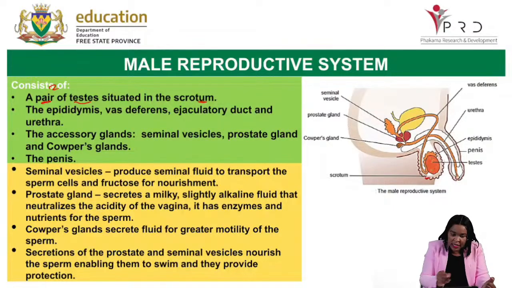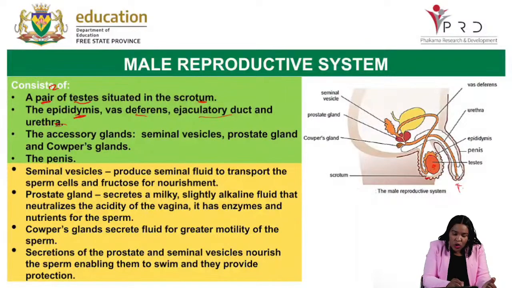And then on top of the testis, you see there is an epididymis, and that epididymis will then lead to the vas deferens, the ejaculatory duct, and the urethra. By doing so, you are following the movement of the sperm. Where is it going to travel? It's going to travel from the testis to the epididymis, where it's going to be stored until it matures, and then it's going to travel through the vas deferens to the ejaculatory duct, up and to the urethra, then to the outside.